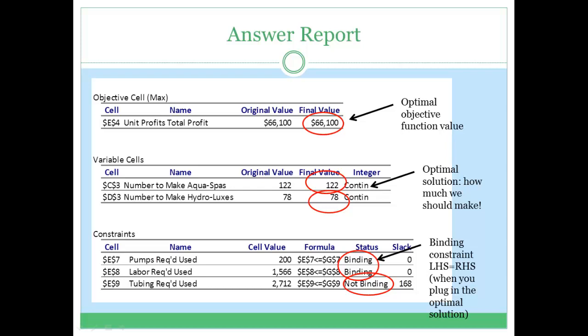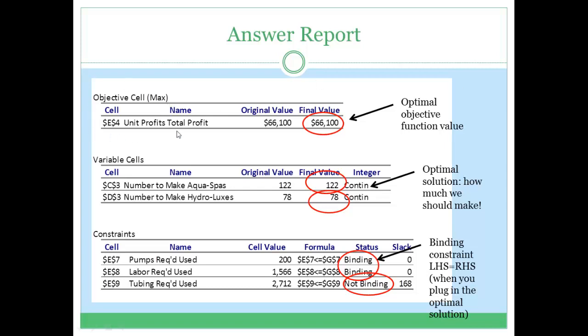Hello everyone, I'm going to talk about the answer report, which is the first report that we see on Excel after an optimal solution is found. So in this report, we're basically seeing the results of our problem.